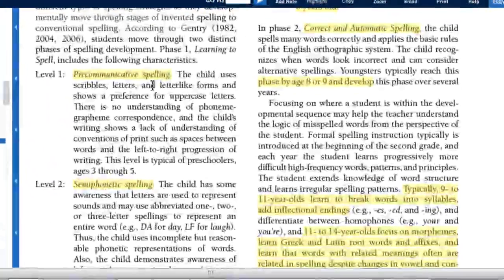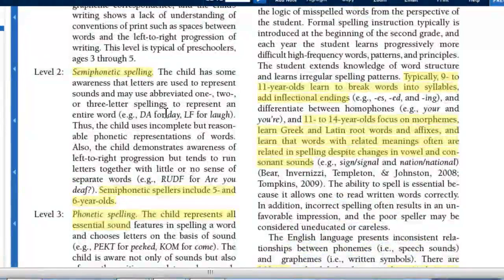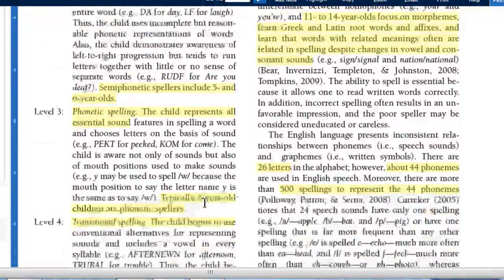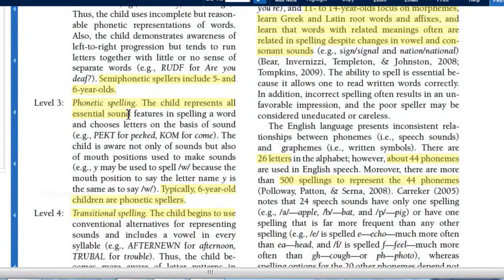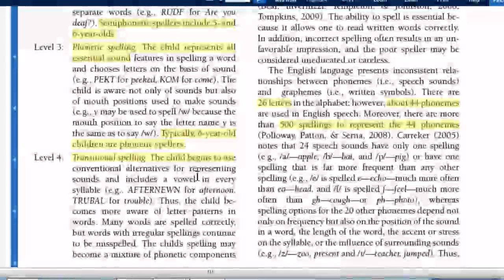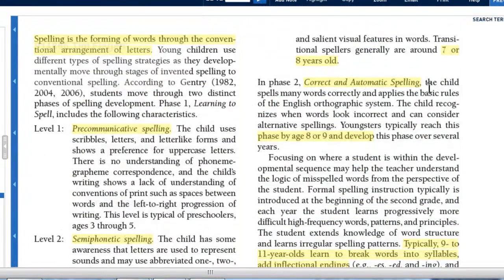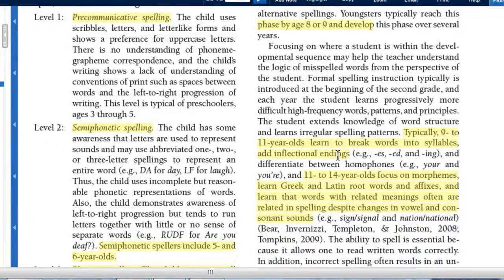Okay. So here's Phase 1, which is pre-communicative spelling, and it gives you letters like this, from age 3 to 5 is that early level. And then semi-phonetic spelling, 5 to 6-year-olds, and then phonetic is they can represent all their sounds with their own letters, age 6, and then transitional spelling. They begin to use conventional alternatives for sounds, and that is 7 to 9. And then when you actually get into spelling, it's generally about 2nd grade when you formally introduce spelling, that 8 to 9-year-old area, where you actually start to instruct in spelling.